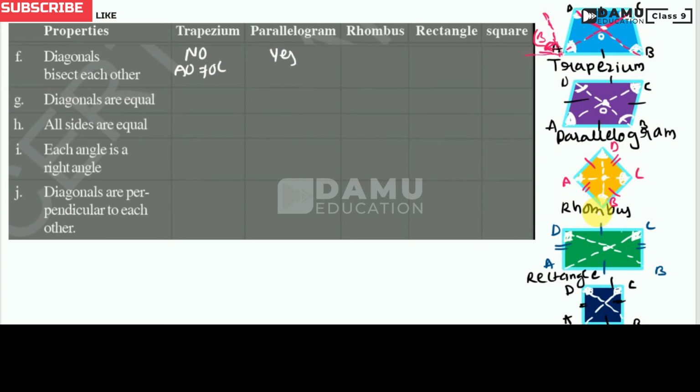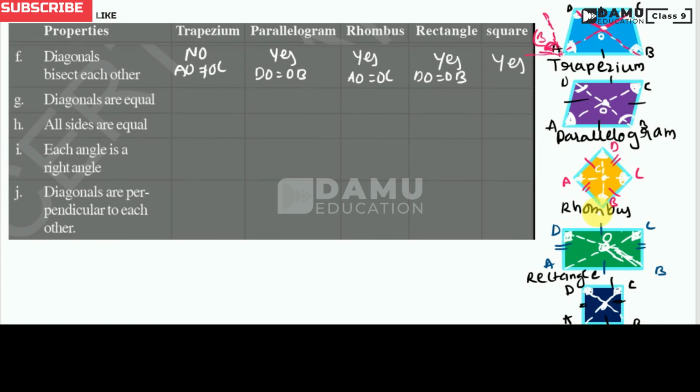Parallelogram, yes. Here DO will be equal to OB, and AO will be equal to OC. In rhombus also the diagonals divide into two equal halves at the intersection point O, so AO will be equal to OC. In rectangle also bisecting into two equal halves, that is DB is divided into DO equal to OB. So this is the point O. For square also it is yes, the diagonals divide into equal halves.